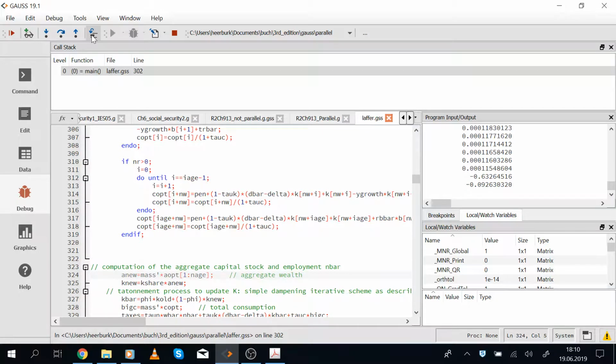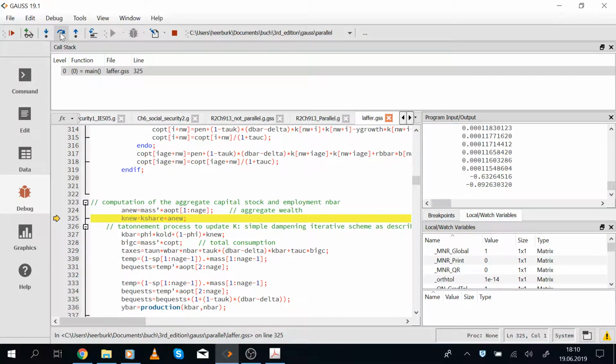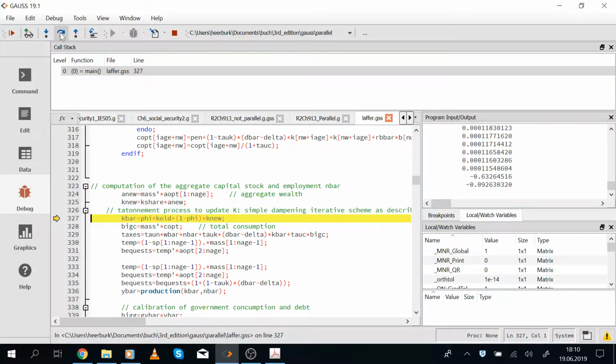So let's place the cursor on line 324 and run until this line. We compute the new aggregate asset. We compute the new capital stock. And now comes the updating of the capital stock. So this is a tâtonnement process here.